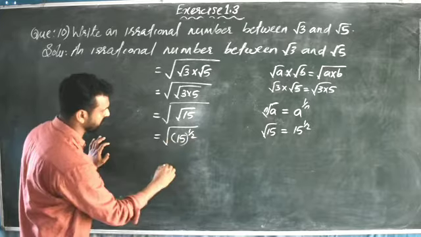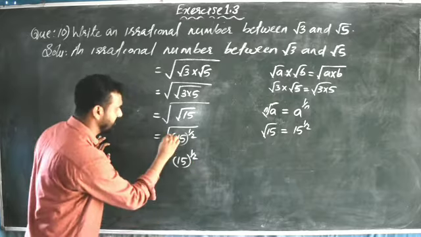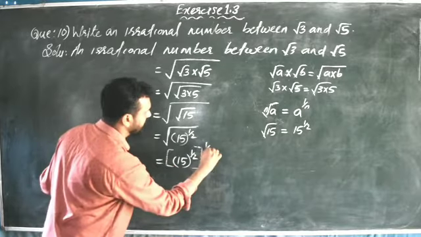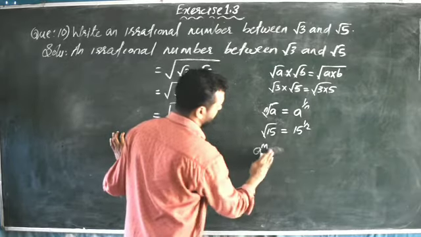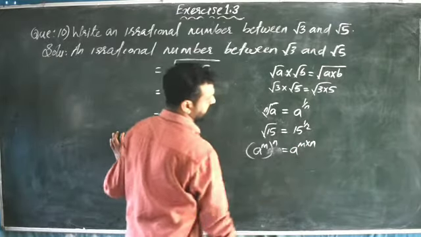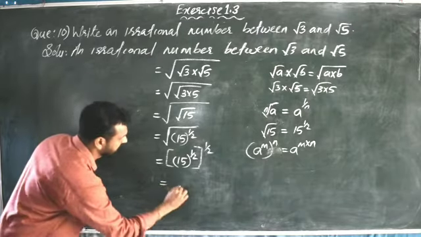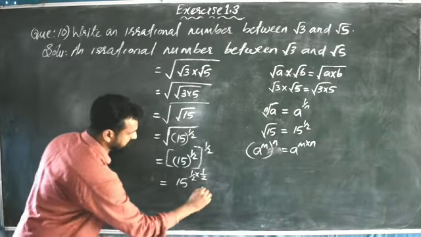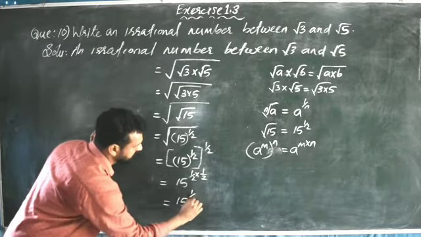Again this square root we make as a power, so the whole is raised to 1 by 2. It is of the form a raised to m, the whole raised to n, which is a raised to m into n. So 15 raised to 1 by 2, the whole raised to 1 by 2, is 15 raised to 1 by 2 into 1 by 2, that is 15 raised to 1 divided by 4.